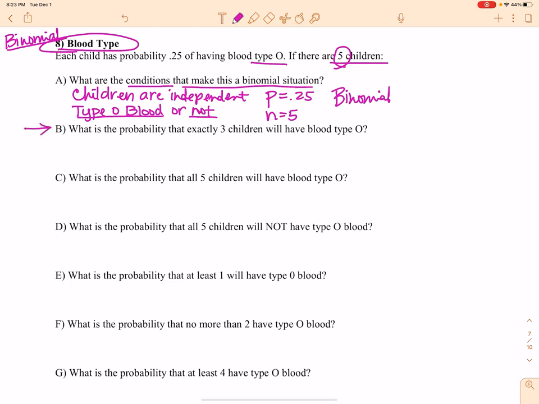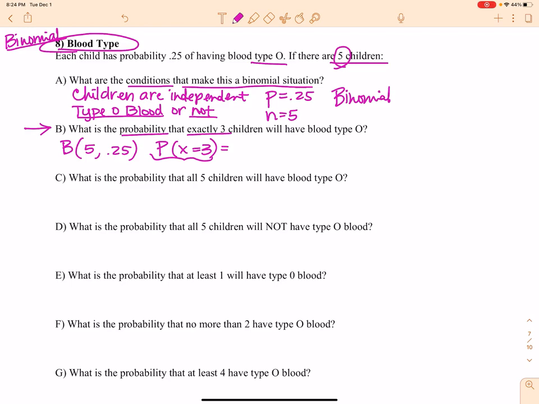Let's look at part B. What is the probability that exactly 3 children will have type O blood? I have a binomial situation in which n is 5 and p is 0.25, and I want to know the probability that exactly 3 children have type O blood. This is called a probability statement, and you must show it because you're communicating what you're trying to find.